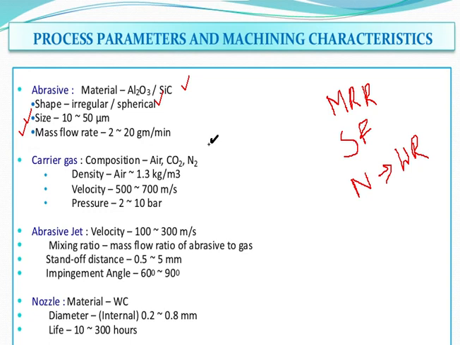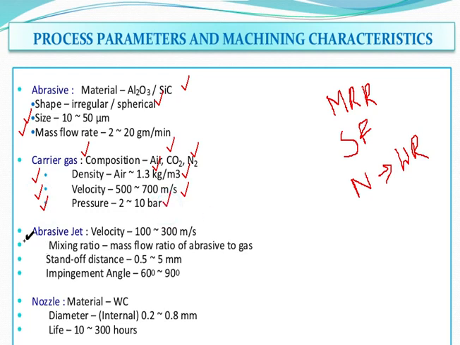Next we are talking about carrier gas. Basically composition, I mean to say what it can consist of: air, carbon dioxide and nitrogen. Next comes density, for air 1.3 kg per meter cube. For velocity, it should vary between 500 to 700 meter per second. What should be the pressure variation? It should be between 2 to 10 bar.